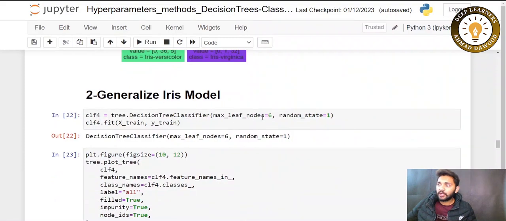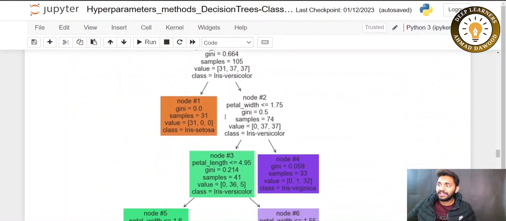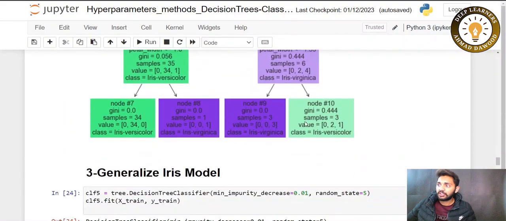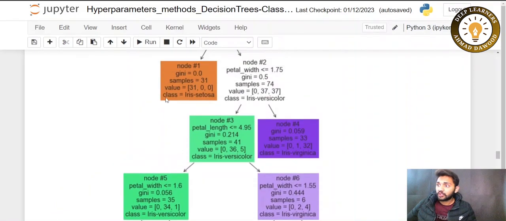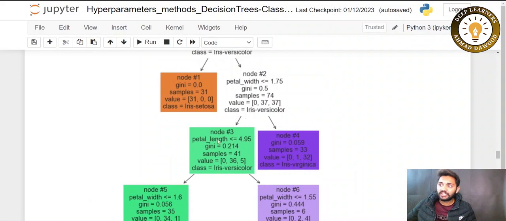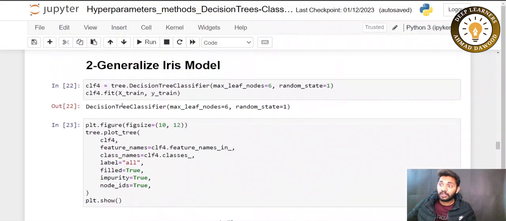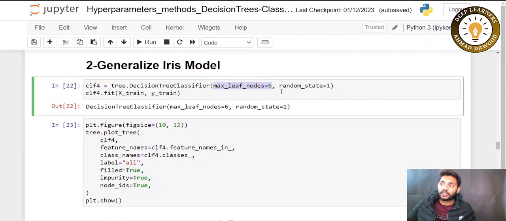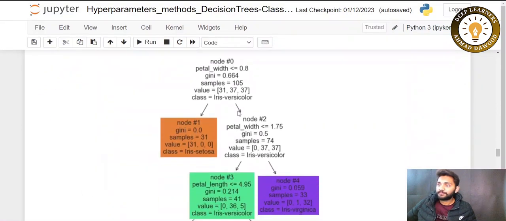If I restrict it to 6 leaf nodes, then you can see my decision tree will have 6 leaf nodes, grown in a best-first fashion. So here 1, 2, 3, 4, 5, and 6. It has 6 leaf nodes, and it has not produced further leaf nodes because we have put a restriction on the growth of the tree, that it cannot grow to more than 6 leaf nodes.